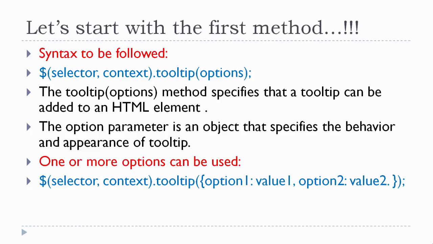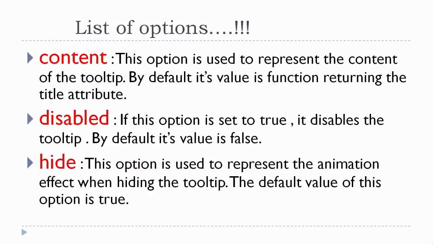This is the option method. The tooltip option method specifies that a tooltip can be added to an HTML element. The option parameter is an object that specifies the behavior and appearance of the tooltip. As you all know, options basically define how the HTML element looks and what its features are, and one or more options can be used. As you know the formula: option1, a colon in between, value1, a comma, then option2, and so on n times.